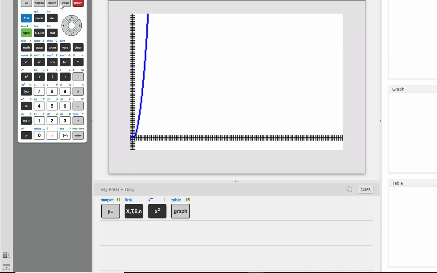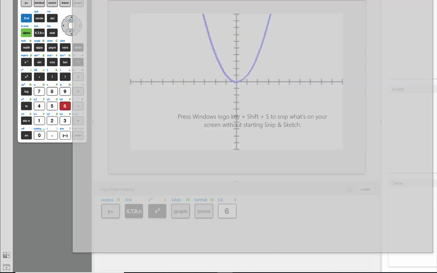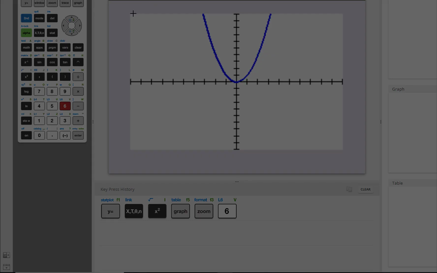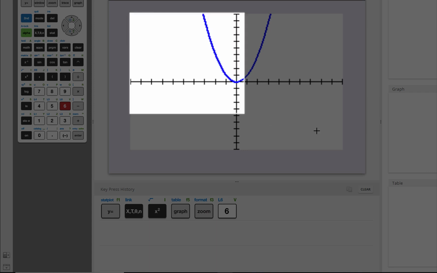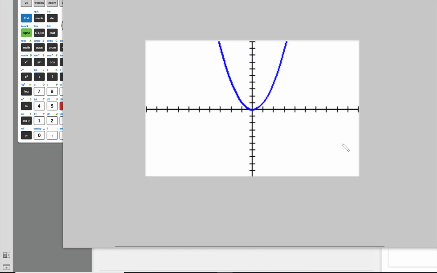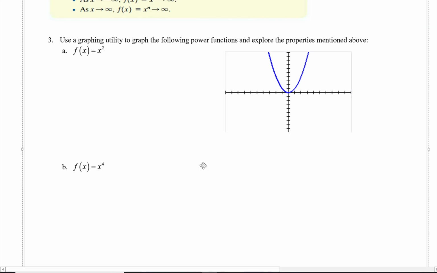So this is y is equal to x squared. Let's fix that graph by going to number 6 here, the zoom standard. I'm going to go ahead and take this. I'm going to copy the graph. There it is. And now I'm just going to paste it on the notes. And this is going to represent that first power function, a, f of x is equal to x squared.